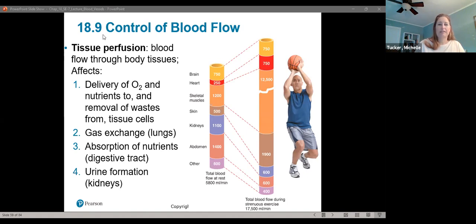So the purposes of tissue perfusion are to deliver oxygen and nutrients to the cells, as well as to remove waste from the cells. At the level of the lungs, we'll exchange gases. At the level of the digestive tract, absorption of nutrients. And then for kidneys, we've talked about kidneys a little bit. Blood flow is one of the major factors in urine formation.